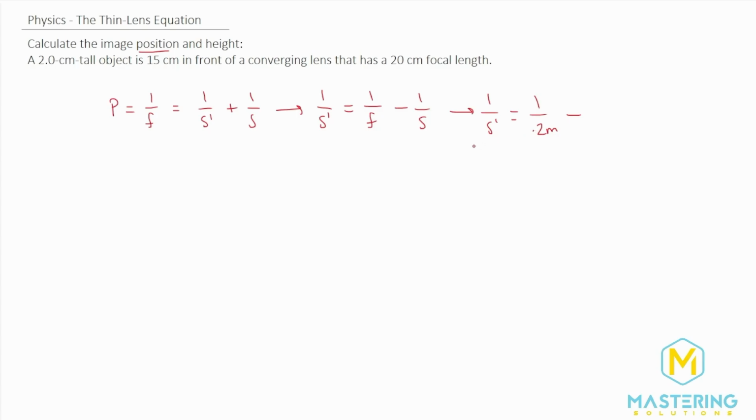And then we're going to minus the object distance, and we said it's 15 centimeters in front of a converging lens. So the object is closer than the focal length. That means with a converging lens that we're going to have a virtual image, and it will be upright, and it'll be on the same side of the lens. And we'll explain that here in just a second. So 1 over the 0.15 meters, and this is positive since the object is upstream of the lens.